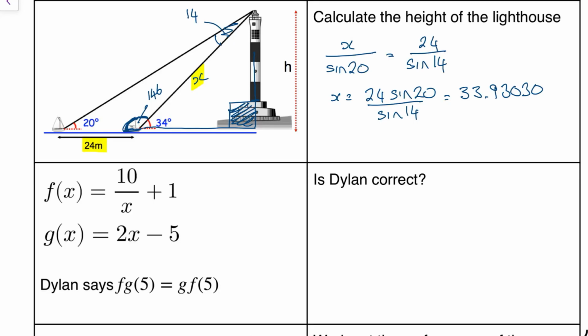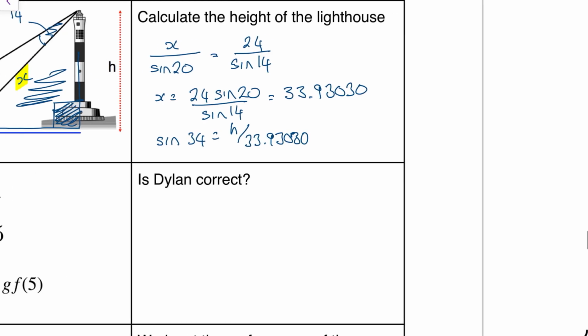So I think having 1, 2, 3, 4, 5, 6, 7 sig figs is more than enough. Then I'm going to consider this triangle here, the smaller triangle. Now I know from opposite and hypotenuse that sine exists, so sine of 34 is equal to the opposite, which is the h that I need, divided by the x I've just worked out, which is 33.93030, which means that h is going to be 33.93030 times sine of 34, which is approximately equal to 18.9735, etc.